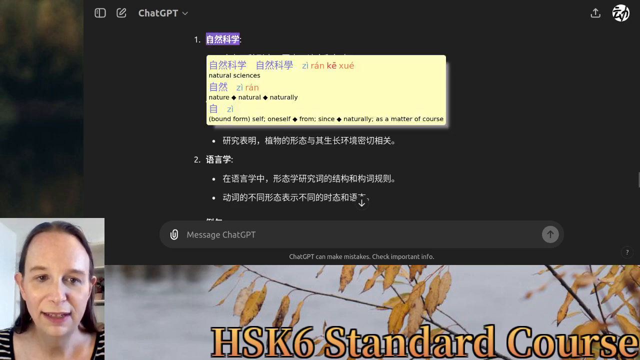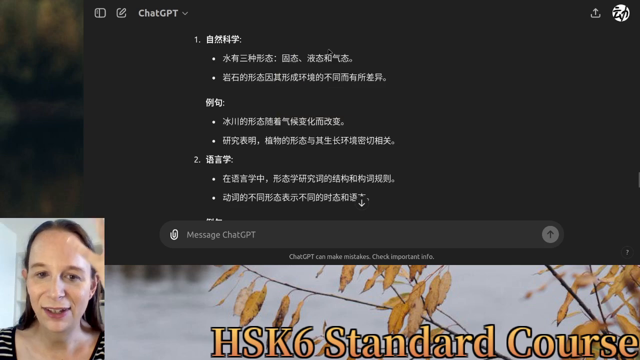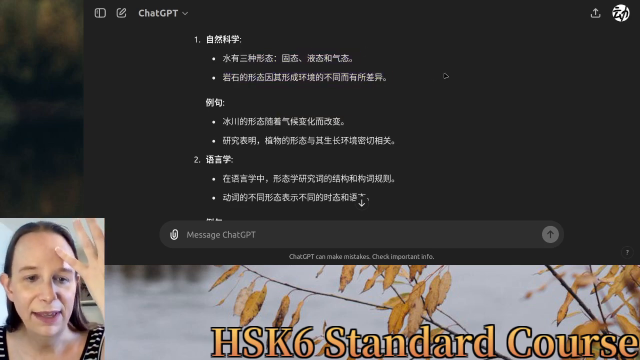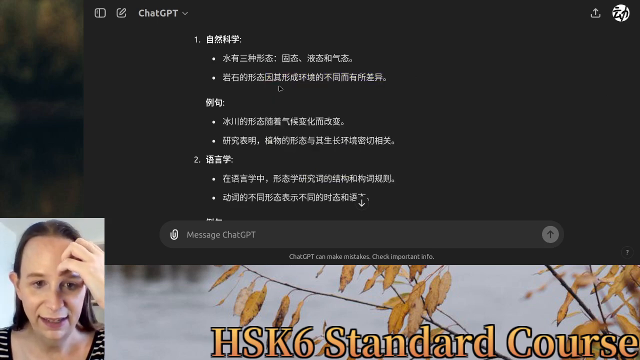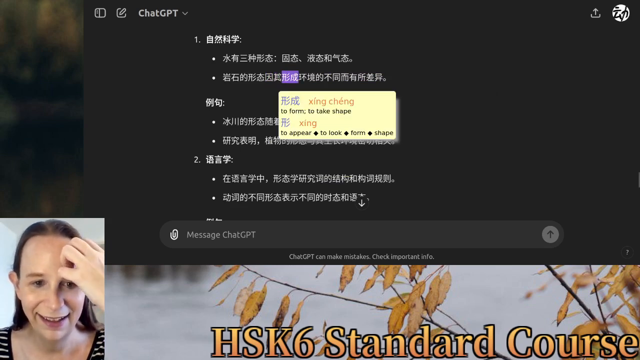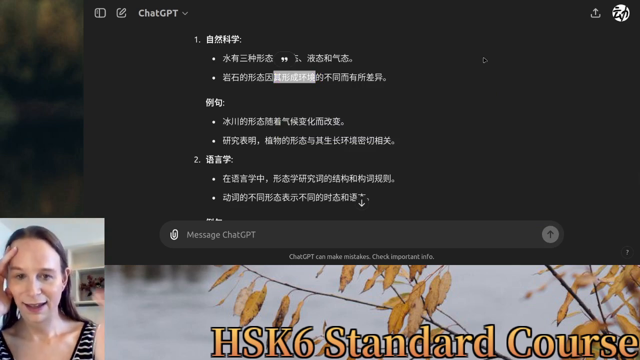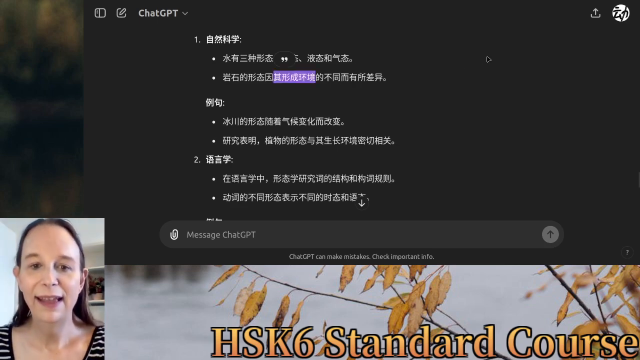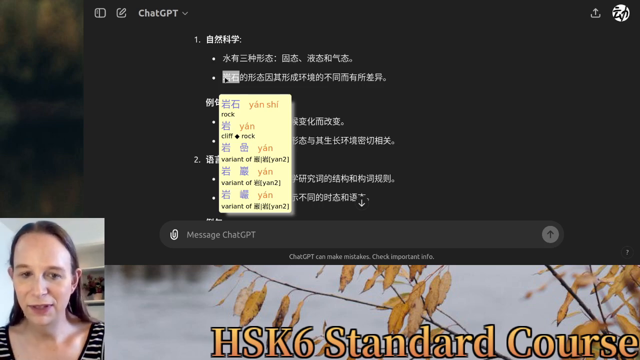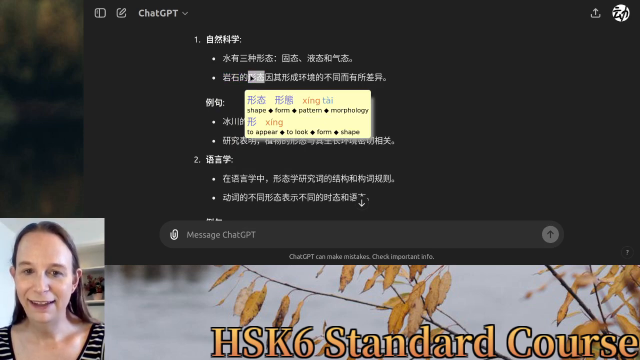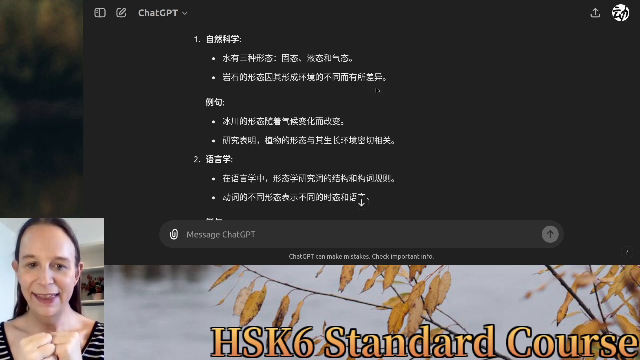Okay, 自然, so natural sciences, 水有三种形态, the three states of water. Like, okay, so solid, liquid, gas. Okay, 岩石的形态. Oh, here we're talking about the different types of rocks. 因其形成环境的不同而有差异. So it's the environment in which the rocks formed. So the morphology of rocks, it's not just their shape, it's their form. There are different forms of rocks depending on how they were formed.